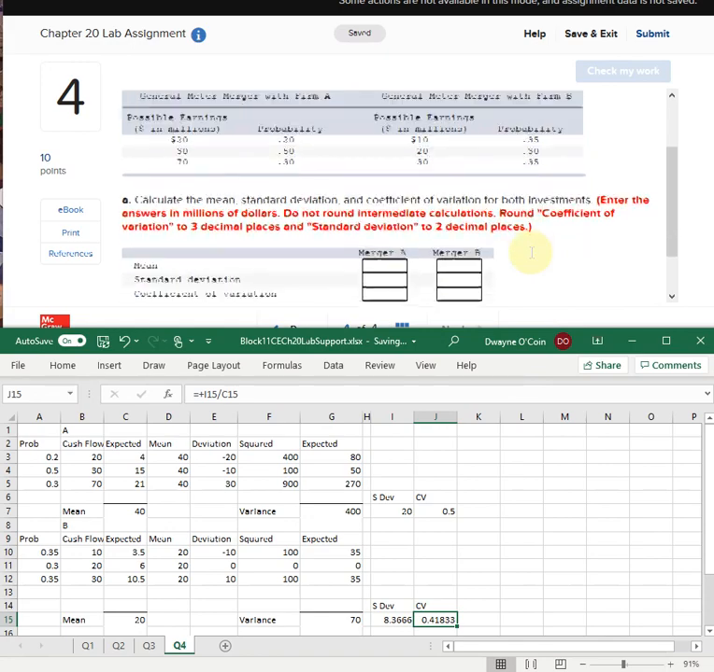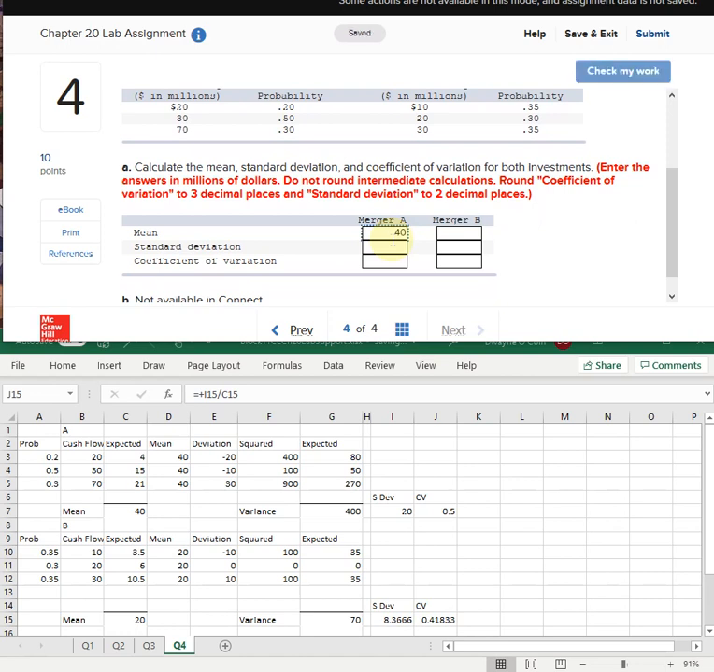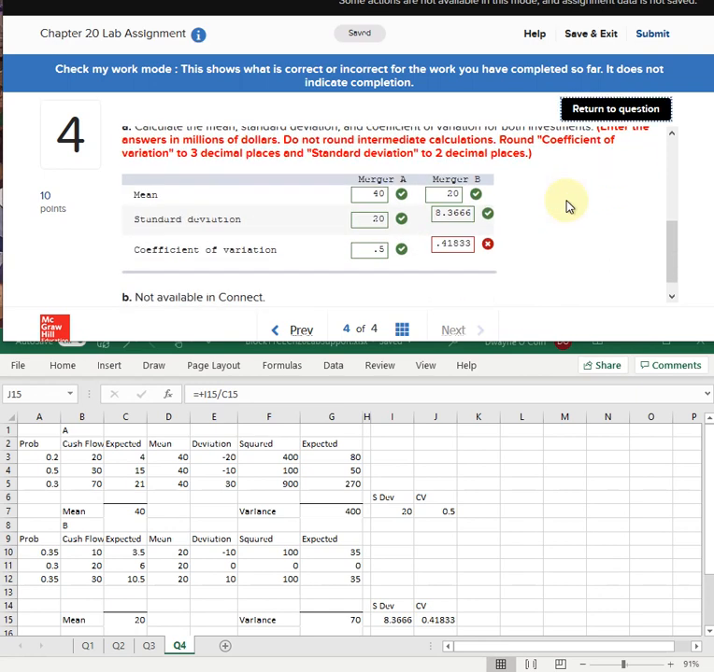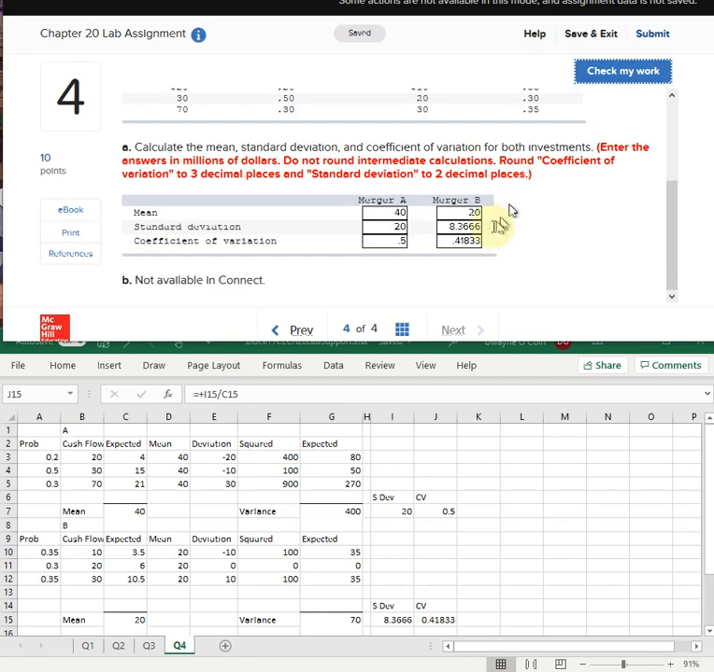So then we can scroll up here a little bit, and it just asks us to fill in the table. So the mean for A is 40, and the mean for B is 20. The standard deviation for A is 20, and the standard deviation for B is 8.3666. And the coefficient of variation for A is 0.5 and 0.41833 for B. And then we can check to see whether the calculations are correct. And they are, except for the 0.41833. So we probably have to round that a little bit.